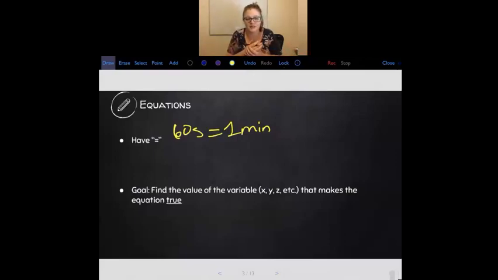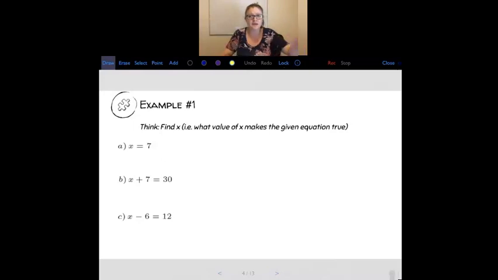But when we're talking about math and linear equations, whatever's on the right has to be equal to whatever's on the left. When we're solving equations, our goal is to find the value of that variable. Again, it's typically x, but it could be something different, that makes the equation true. Meaning whatever value we plug in, we should end up with the right-hand side equal to the left-hand side. So without picking up your pencil, find the value of x that makes the equation true.